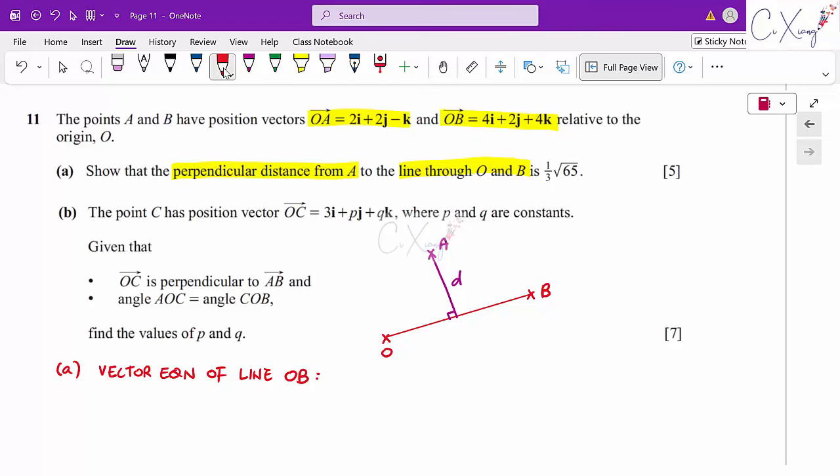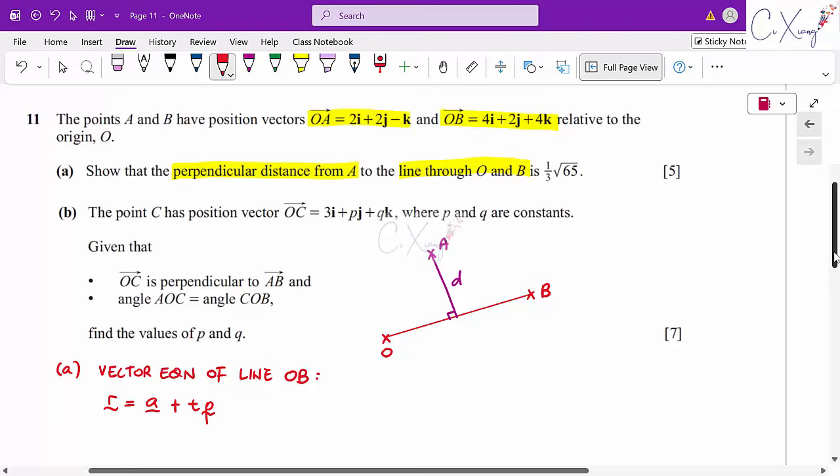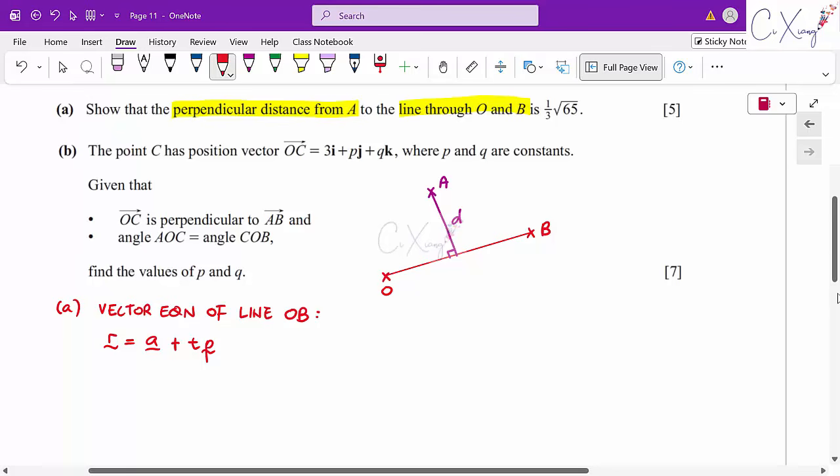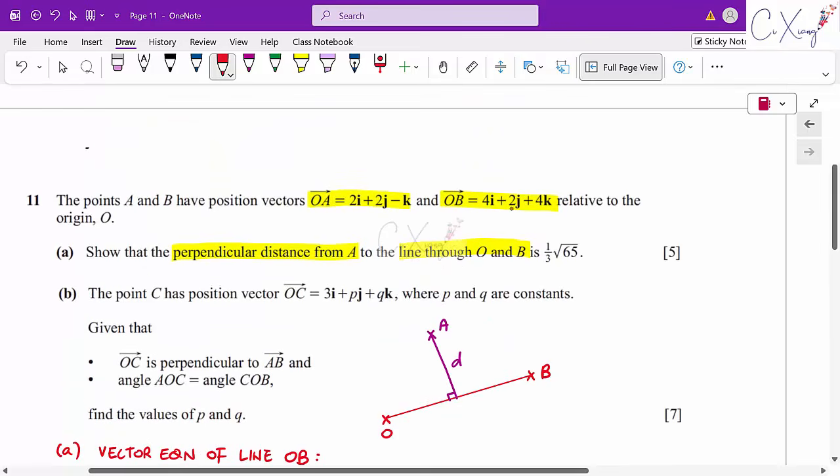Okay, so how can we write out the general formula? It is r equals a plus tp, where a is the passing point and p is the direction of the line. If I put it into vector form, passing point a can be 0, 0, 0, or it can be b, the position vector of b. If you want the position vector of b, it will be 4, 2, 4.